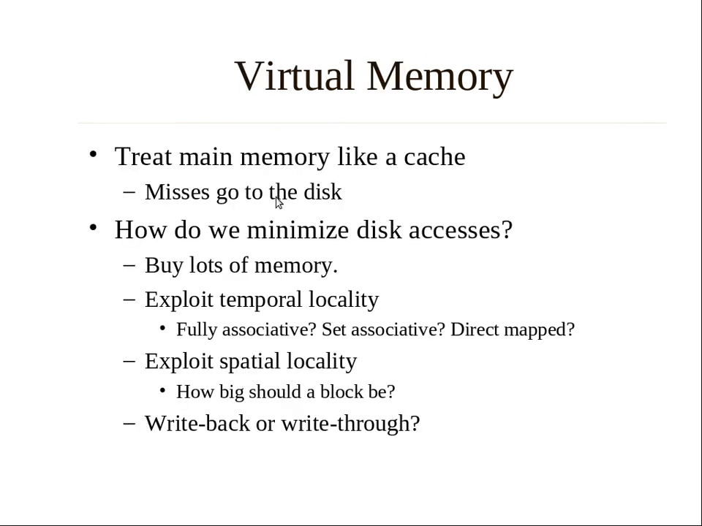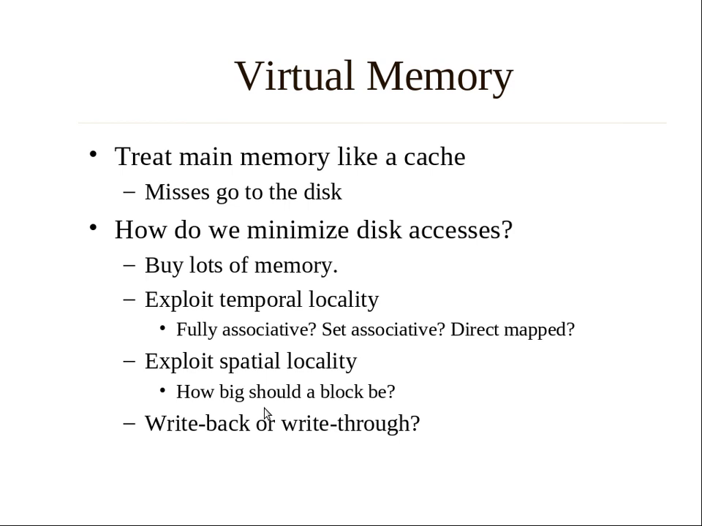So virtual memory, well, instead of having a cache that caches main memory, we're going to have main memory act like a cache to the disk. Alright, but we want to minimize disk access, so we can either, one, have a lot of memory, that would be great, but not always practical. Two, exploit temporal locality, so we want to have a fully associative cache, because a direct map would not be able to utilize all the memory. Three, exploit spatial locality, aka we want to make our block size big.